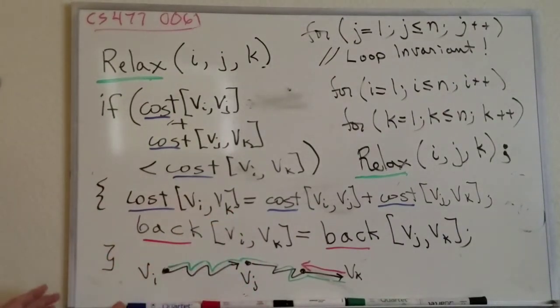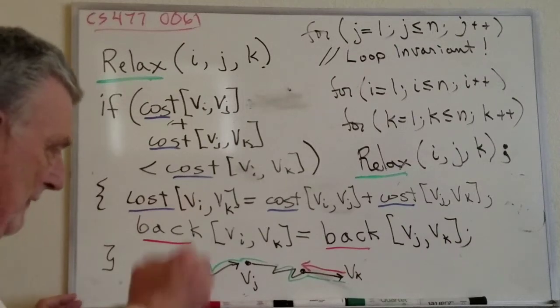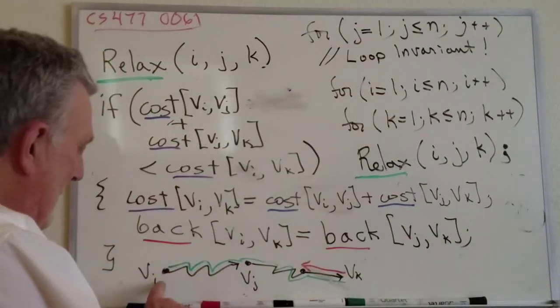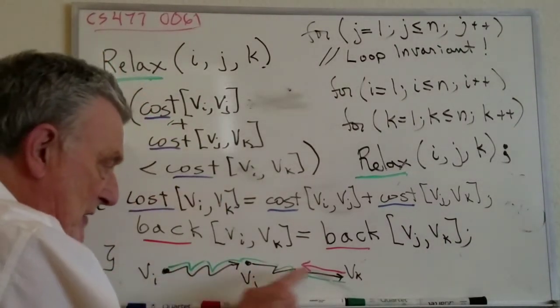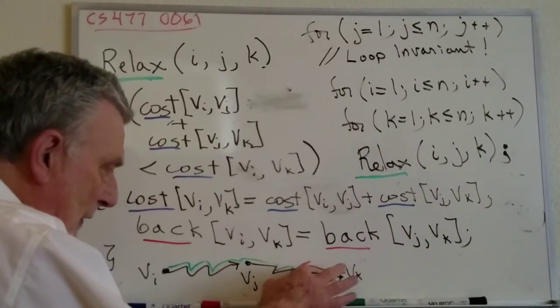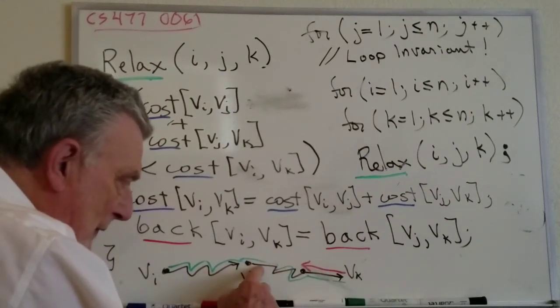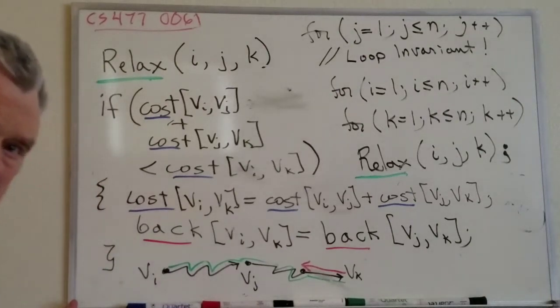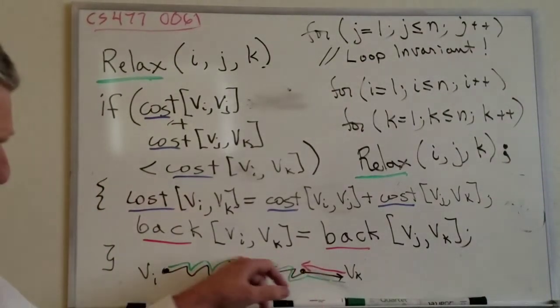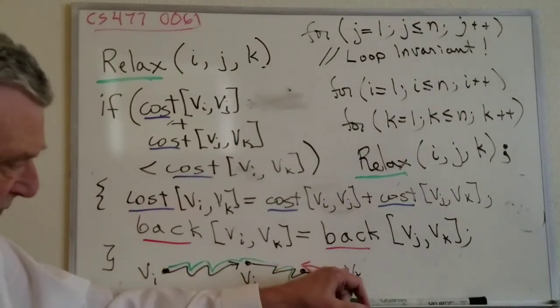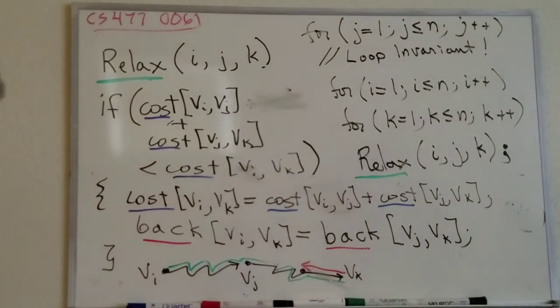And then back pointers are reassigned carefully. We want the back pointer from vi to k to be the old back pointer of the path from vj to vk. And the reason is that, well, that was the next to the last vertex of this path, so it's the next to last vertex in the concatenation path.